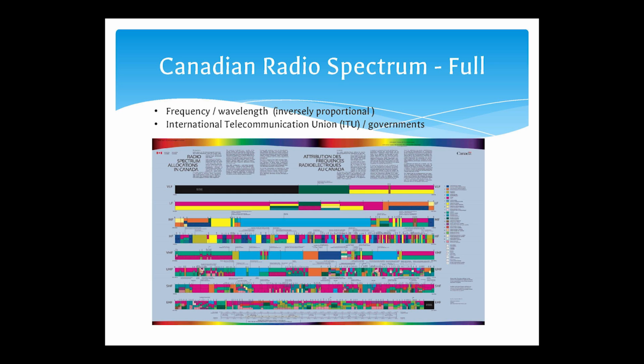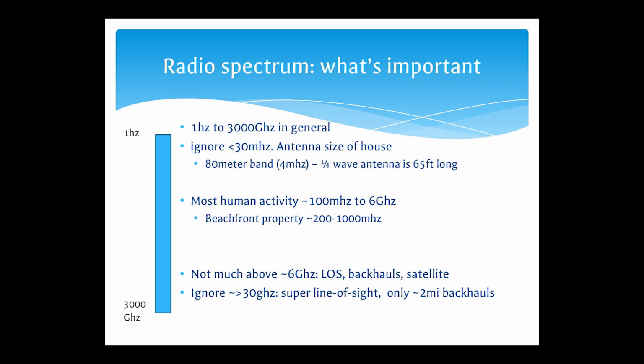For your information, we mostly will talk about frequencies, but there is another word for that called wavelength. The terms are inversely proportional. Higher wavelength means lower frequency. In the radio spectrum, it is extremely wide. So the first thing we'll start with is by telling you you can ignore 99% of it, just to keep things simpler. The spectrum is from 1 hertz to 3,000 gigahertz.